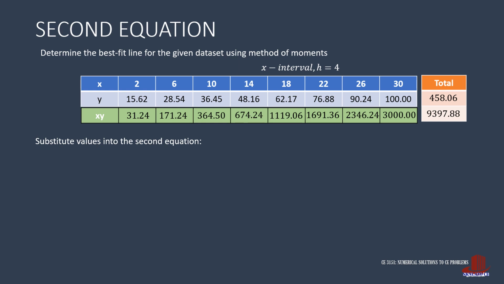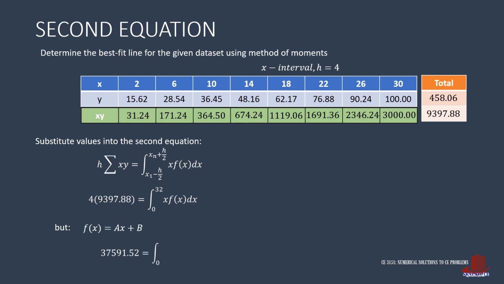Generate the second equation from the second moment. The left side has 4 times 9397.88, and this is equated with the integral of x times f of x with the limits from 0 to 32. The function of x is ax plus b, so the second moment becomes 37,591.52 as equal to the integral of x times ax plus b. Distribute the integral and have 37,591.52 as equal to a with the integral of x squared plus b with the integral of x.